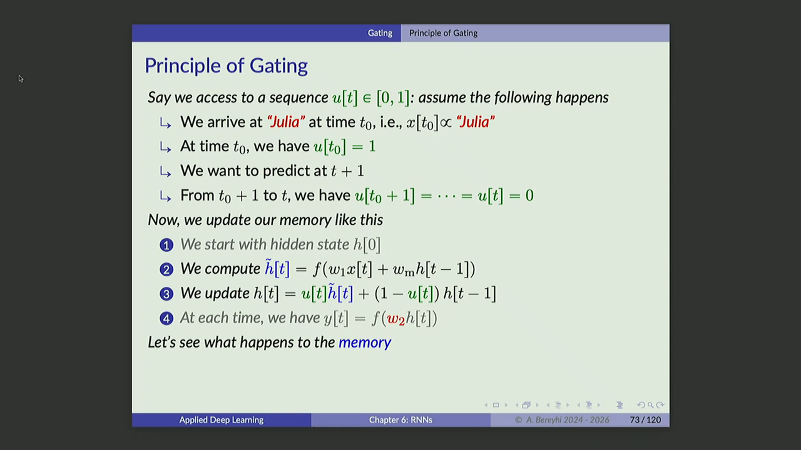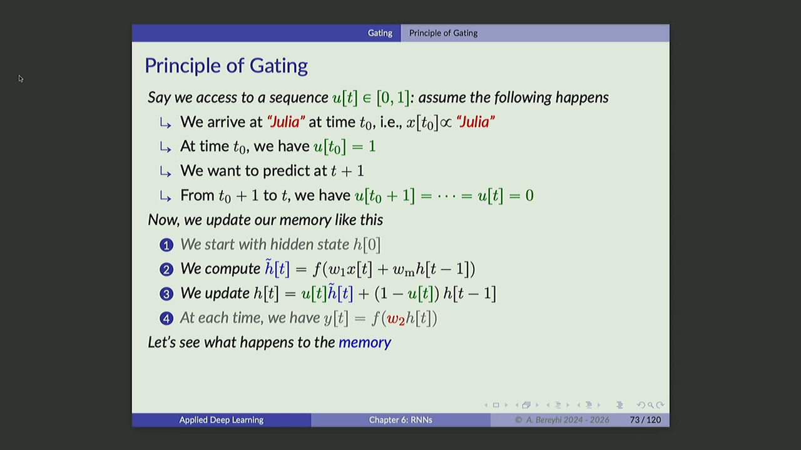So it's a kind of moving average. You see that? Now, let's do one example here. If u is 1, what's going to happen? What would be ht? It's going to be exactly h tilde, because h tilde is multiplied by 1, and 1 minus 1 is 0, so ht minus 1 is not going to pass. But what if UT is 0? What's going to happen? What's going to be HT?